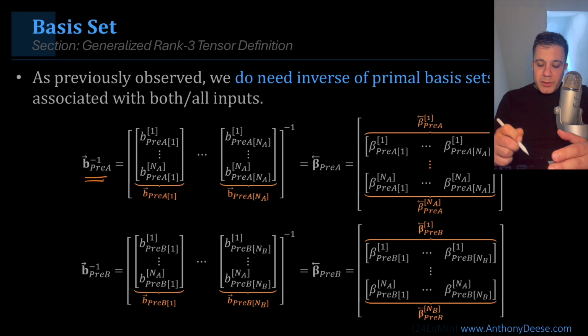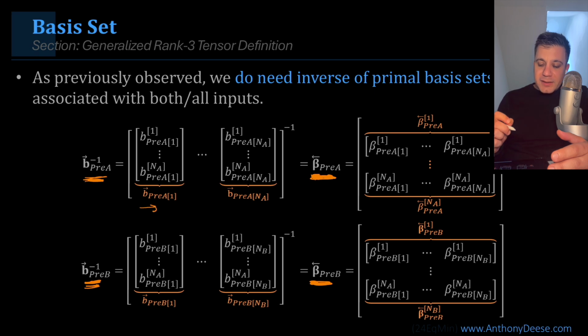So what we're going to do is define B pre-A inverted as well as B pre-B inverted. And since we can visualize the inverted primal basis set as dual basis sets, I can go ahead and call them beta pre-A as well as beta pre-B, right?